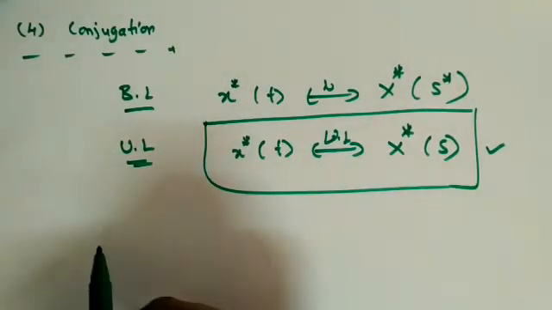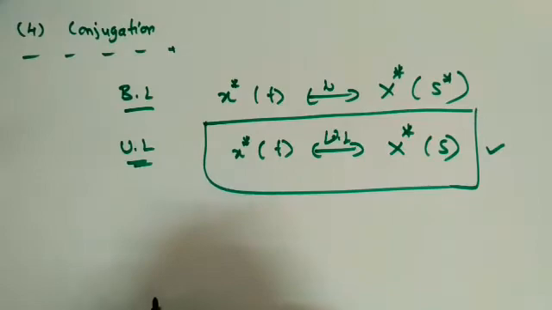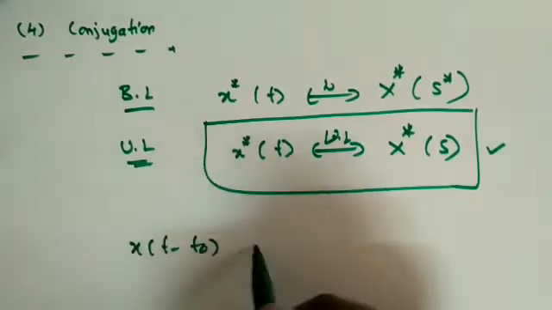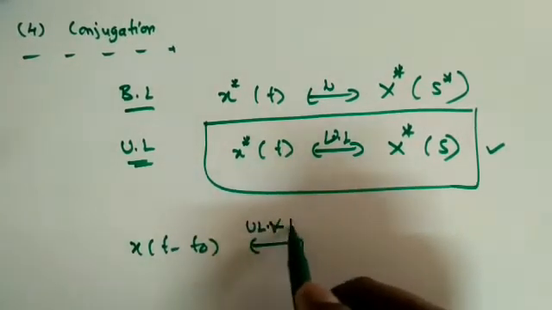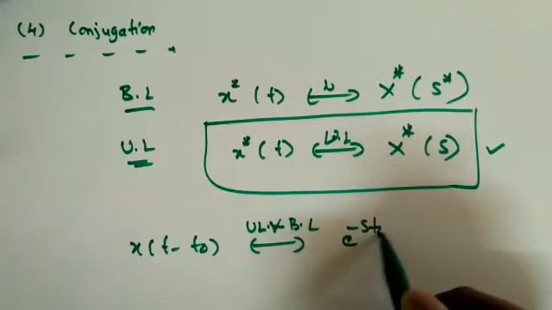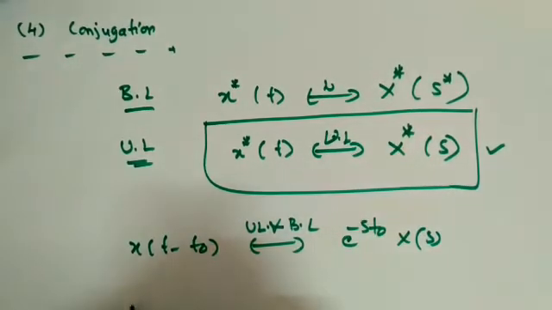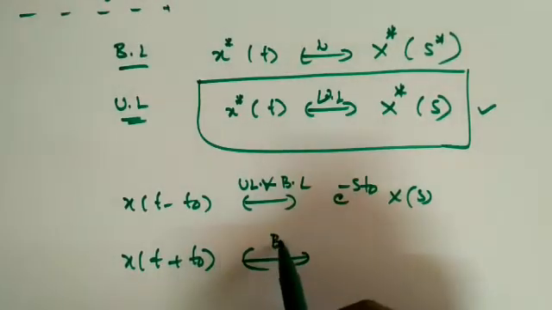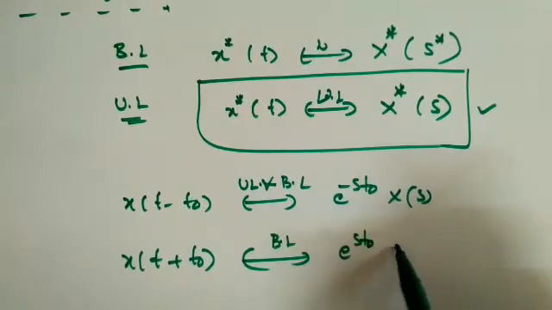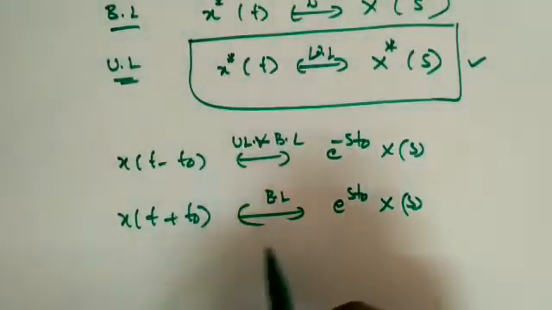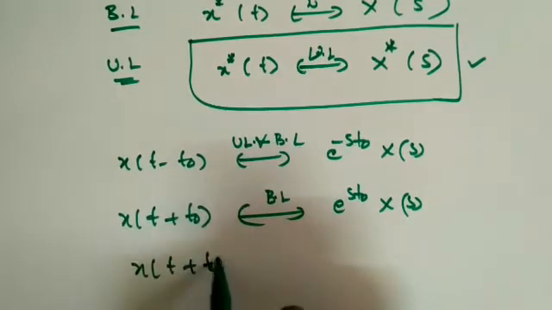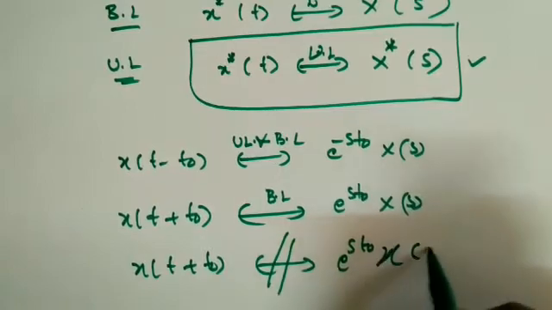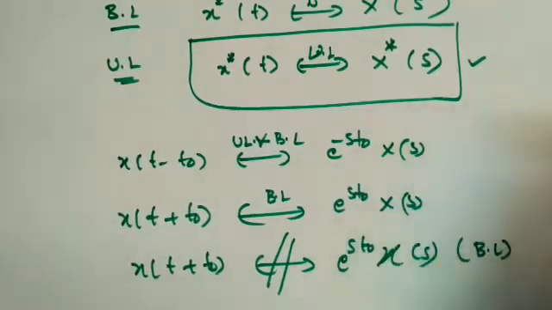And we should not apply the time shifting property, because in time shifting, that is x of t minus t naught, unilateral and bilateral are the same, that is e power minus s t naught into X of s. But for x of t plus t naught, for the bilateral we get e power s t naught into X of s. But unilateral it is not the same; x of t plus t naught is not equal to e power s t naught into X of s as in bilateral, right? So that we need to remember.